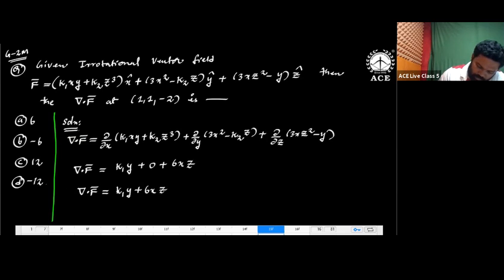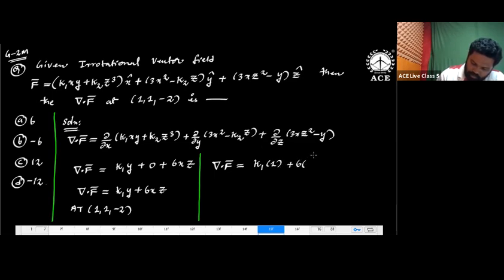At what point is it asking? At (1, 1, -2). Just substitute there. Divergence of F: K1 times 1 plus 6 times 1 times -2. Divergence of F is equal to K1 minus 12.